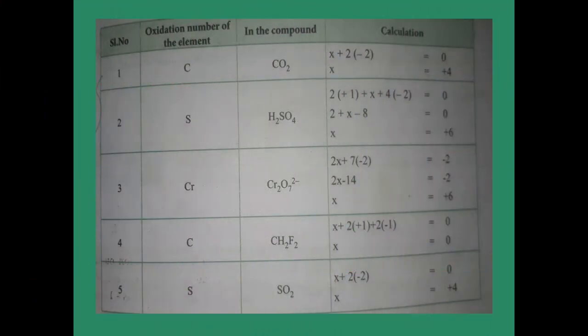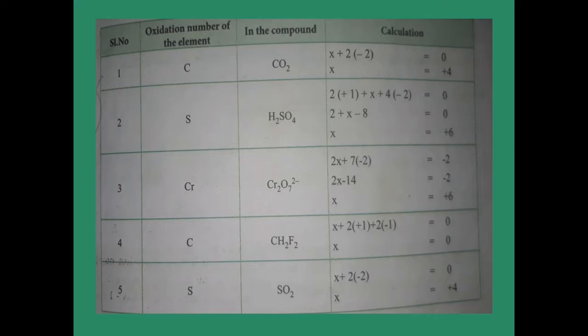Here are some examples for finding the oxidation number of some atoms. In carbon dioxide we have to find the oxidation number for carbon. Oxygen oxidation number is -2, we know from the rules. So put X for carbon, X plus 2 into -2. How many oxygen there? 2 oxygen. So 2 into -2. Carbon dioxide is a molecule, so put 0. We get X equal to +4. Now oxidation number of carbon is +4.